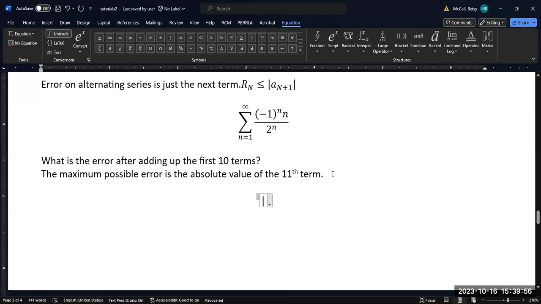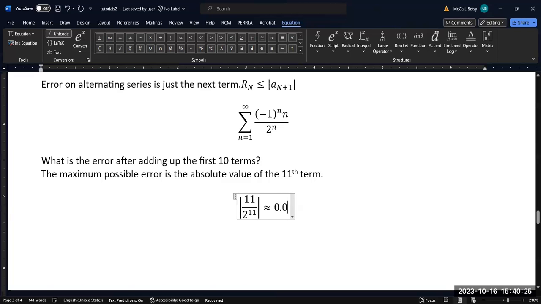So that would be, and again, I can ignore the -1 to the n because I'm taking the absolute value. It's going to be 11 over 2 to the 11th. I want the absolute value. There we go. Which is going to be approximately, I just throw it in the calculator. 2 to the 11th is about 2,000 and change.